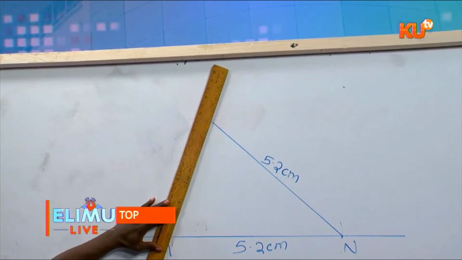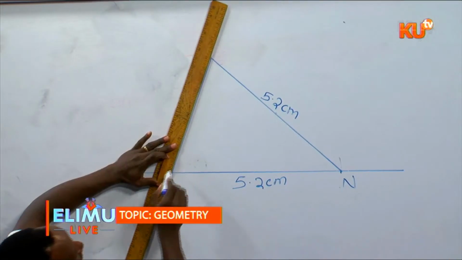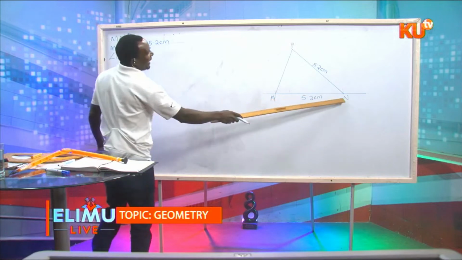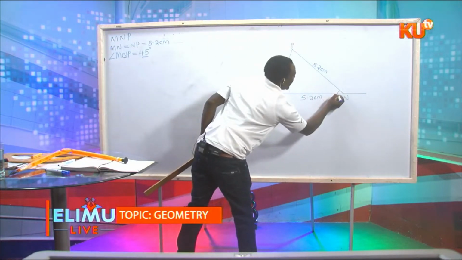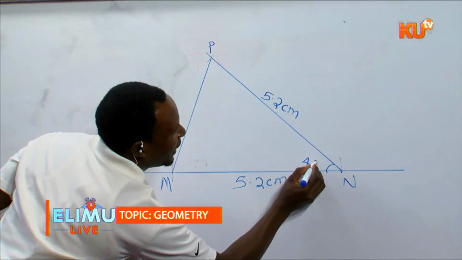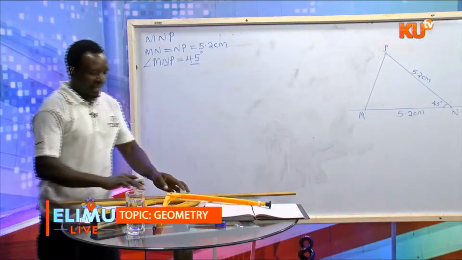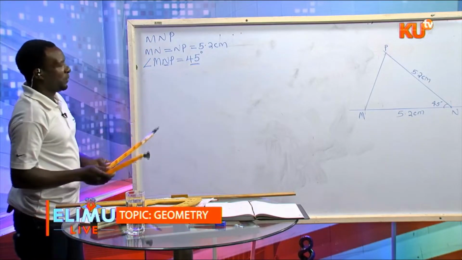Then you join it like that. We have now our triangle MNP, and this angle here is 45 degrees. Now we come to the construction of the circle.